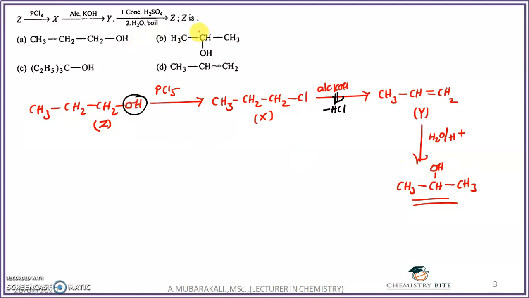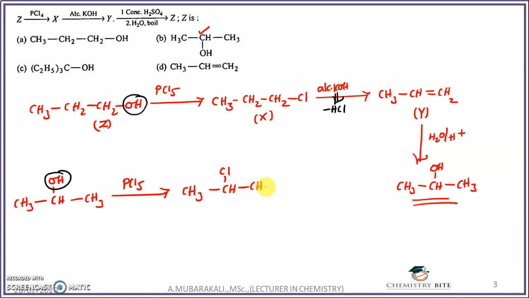So if I start with B, that's 2-propanol, I will start with this CH3CHOHCH3. This reacts with phosphorus pentachloride, so here this OH will get replaced with the halogen. I will get CH3CHClCH3. This is the product X.